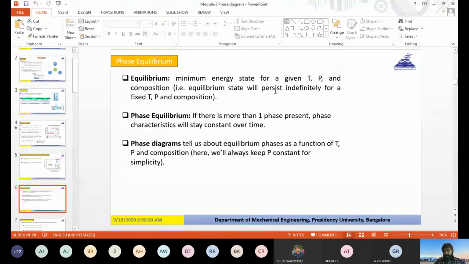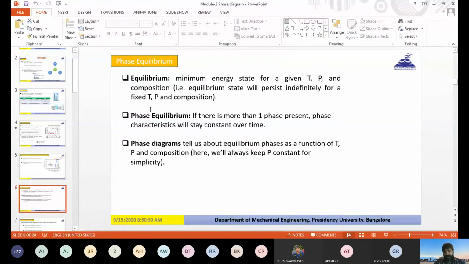So the equilibrium state will persist indefinitely for a fixed temperature, pressure and composition. If you are not going to change the temperature, pressure and composition, then that equilibrium, that minimum energy state, will be there for an indefinite period of time. If you change the temperature or pressure or composition, then equilibrium will get disturbed. So when we define an equilibrium state, we are supposed to specify the temperature, pressure and composition.